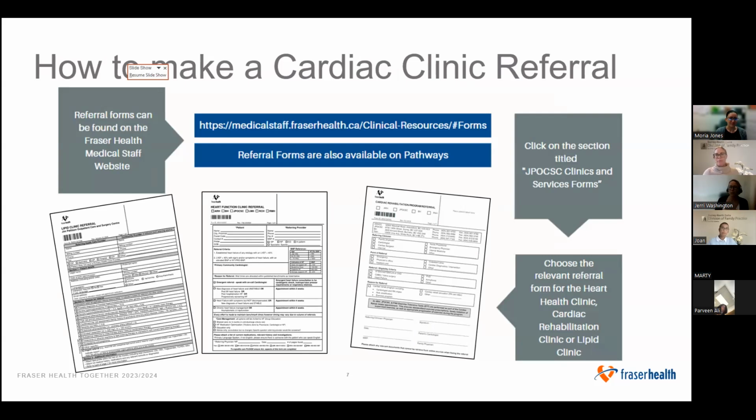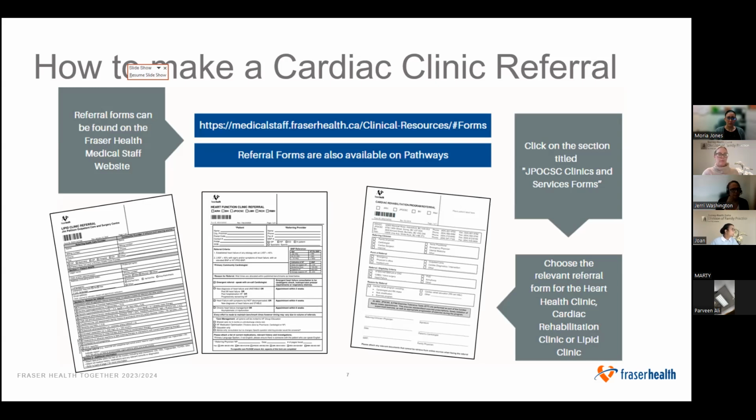You'll hear the term cardiac clinic or heart health clinics. As Mariah said, there are 3 clinics at Jim Pattison. There are 3 separate referral forms depending on the clinic you're referring to. One for the heart function clinic, one for the lipid clinic, and another for the cardiac rehab program. As most of you know, you can find all of those forms on Pathways. They also can be found on the Fraser Health medical staff website.